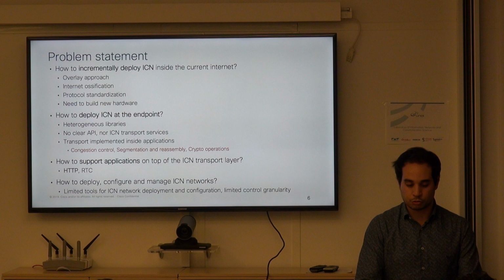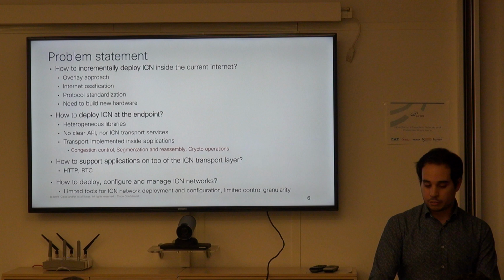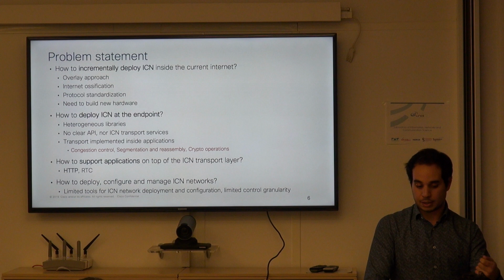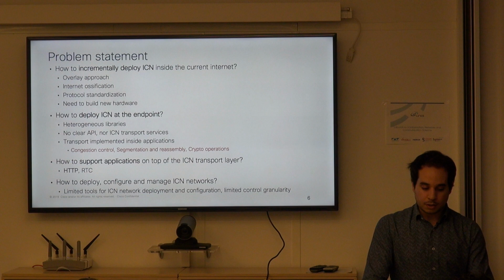The second point is how we can deploy this protocol on the endpoint. Nowadays, ICN presents a lot of heterogeneous libraries, which give the application the possibility to forward interests and receive data and vice versa. But they don't offer the application transport services themselves, such as congestion control, reassembly, and crypto operations.